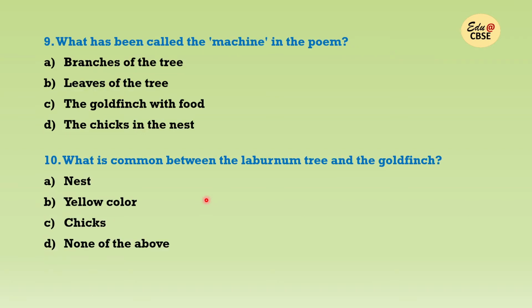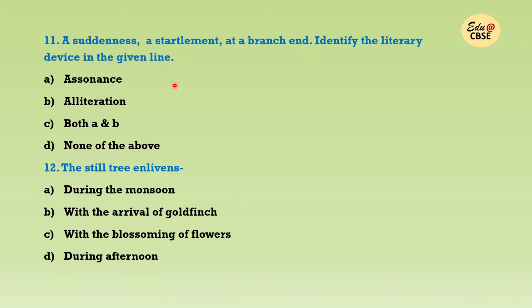What has been called the machine in the poem? Then what is common between the laburnum tree and the goldfinch? A suddenness, a startlement at a branch end. Identify the literary device in the given line. So read the options carefully and then answer.